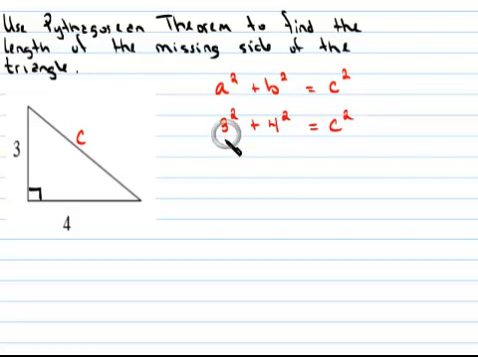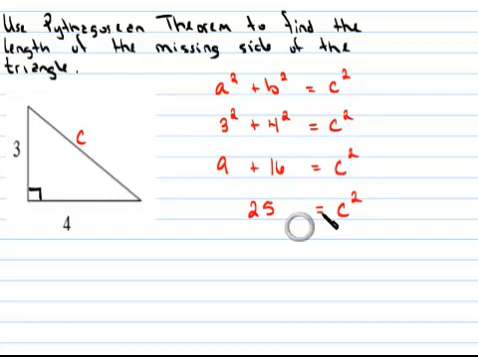So let's keep this going. We're going to get 9 plus 16 has to equal my hypotenuse squared. Keep it going. This is 25 has to be equal to my hypotenuse squared. So we want to find this missing side. What we've determined so far is that that side squared, C squared, has to be equal to 25.